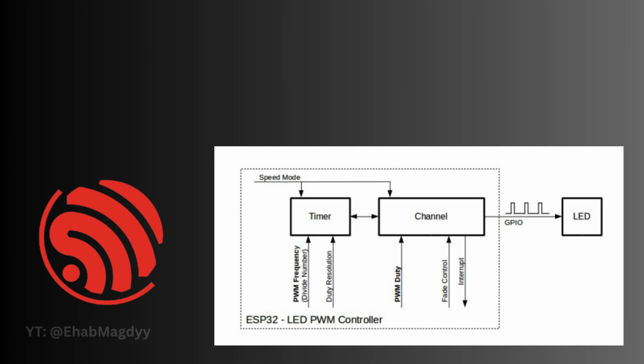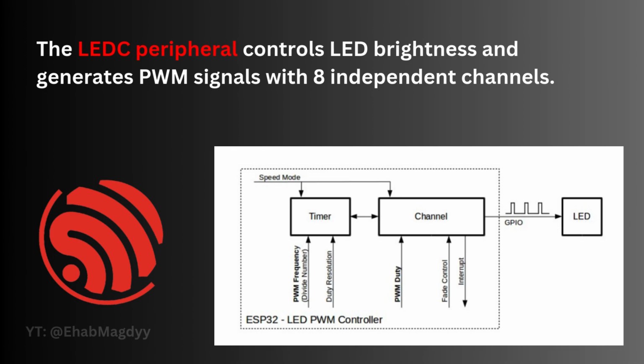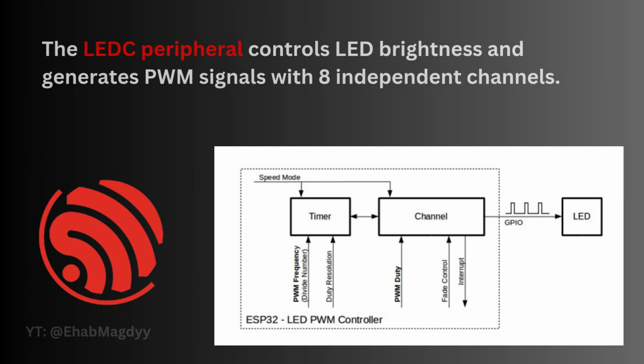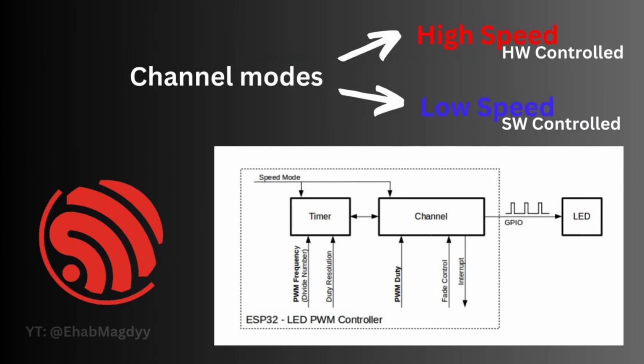In ESP microcontrollers, the peripheral that is designed to generate PWM signals is the LED control, or LEDC, peripheral. The LEDC peripheral controls LED brightness and generates PWM signals with 8 independent channels. These channels are split into 2 groups, high-speed hardware-controlled, and low-speed software-controlled. Different clock sources can be used for each group.